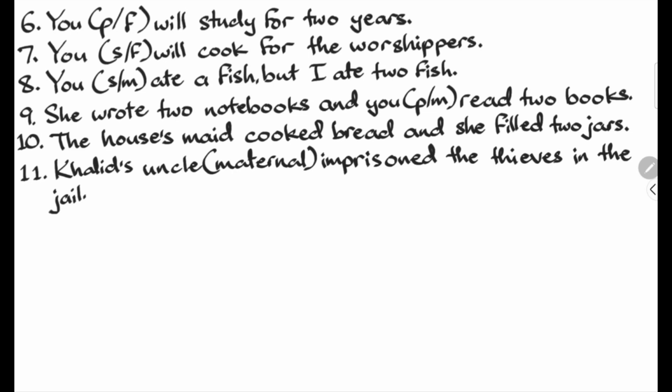The sixth sentence here is you, plural female, will study for 2 years. Now, study in Arabic is darasa. You, plural female, will do is taf'alna. Darasa on the wazn of taf'alna is tadrasna. So number 6 will start with tadrasna, you, plural female, will study for 2 years.